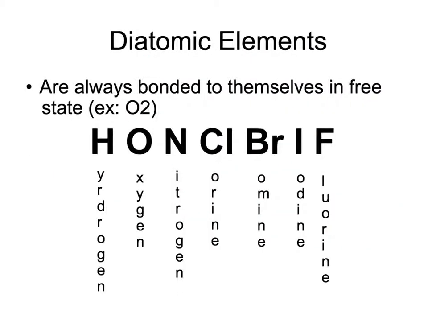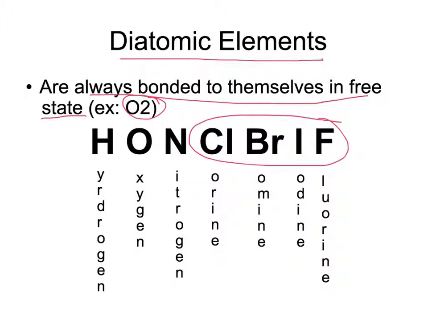There are several elements that exist in the diatomic state, and this means that they are always bonded to themselves in a free state. An example of this would be oxygen. The other examples are hydrogen, oxygen, nitrogen, chlorine, bromine, iodine, and fluorine. Now these right here are most of the halogens. And then the other ones here, the common O2 and N2, are basically gases that are found in the atmosphere. So when you see these types of elements in their free state, you should always think that these are in the diatomic state, including hydrogen.